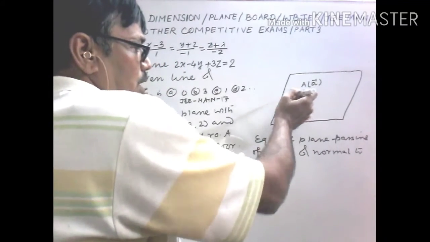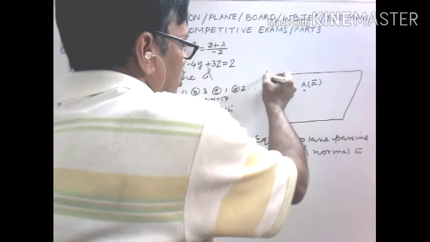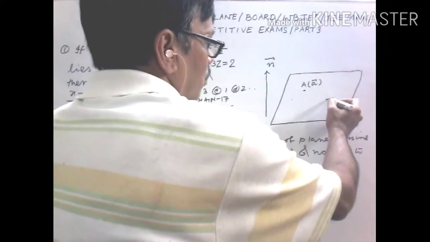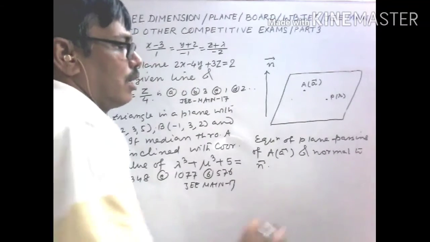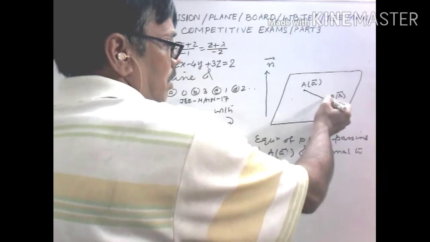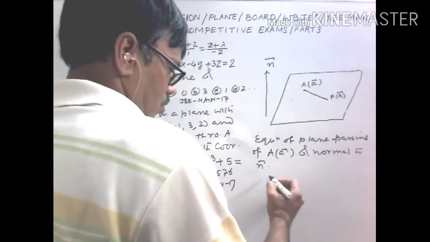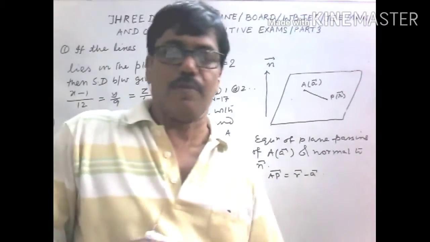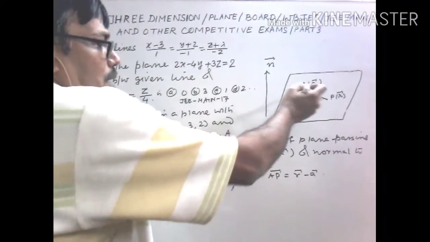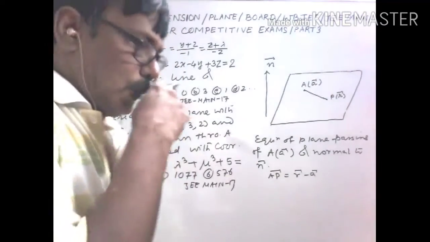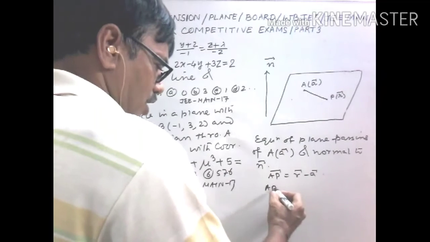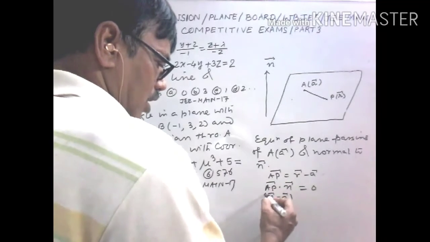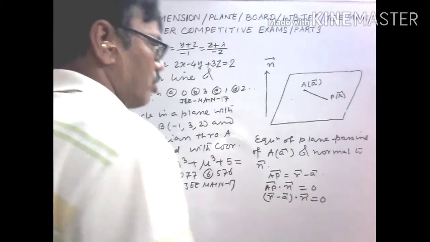This one is plane, and the normal of the plane is this one, n vector. So for proof, we take a point P, r vector, within the plane. So AP vector, what is AP vector? Equals r minus a vector, PV of P minus PV of A. Now AP is perpendicular to n. So AP dot n equals 0. So r minus a dot n vector equals 0.